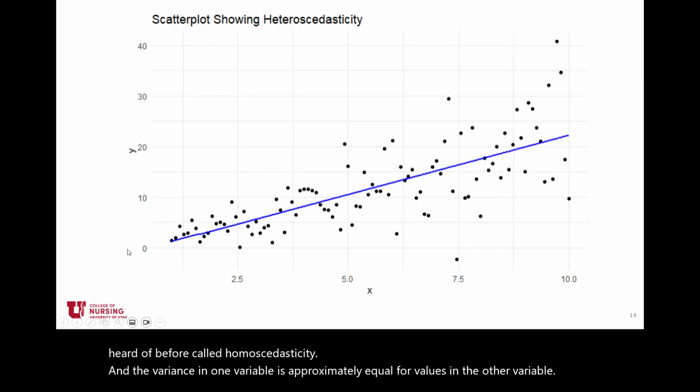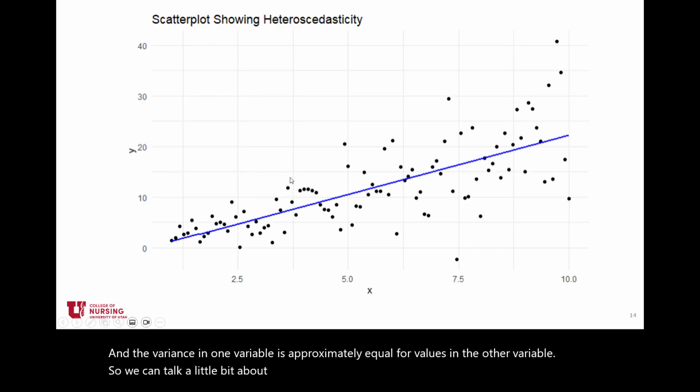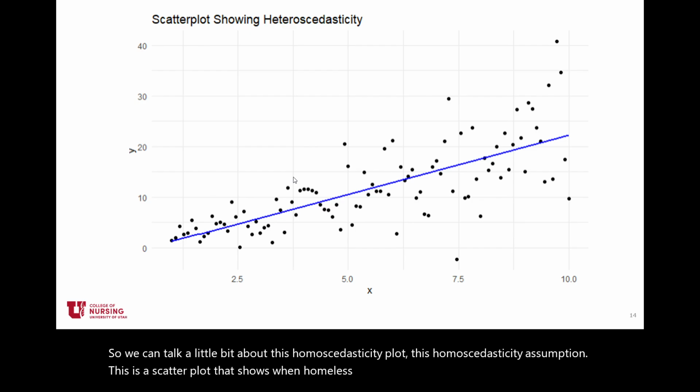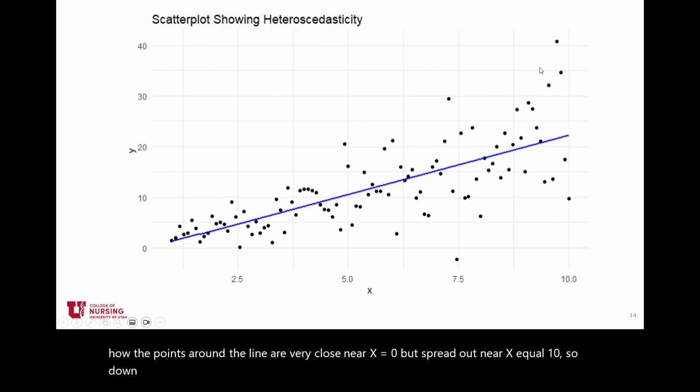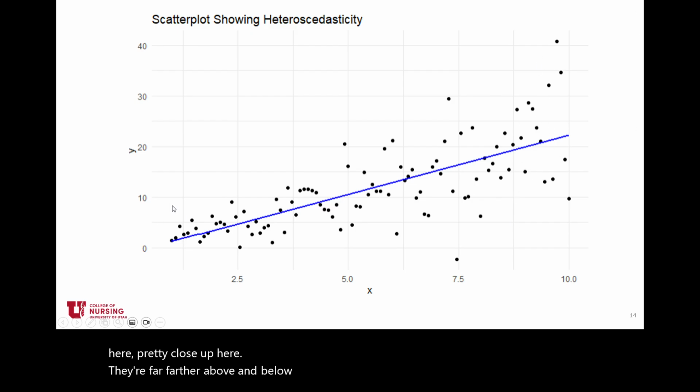So we can talk a little bit about this homoscedasticity assumption. This is a scatter plot that shows when the homoscedasticity assumption is violated. Notice how the points around the line are very close near x equals 0, but spread out near x equals 10. So down here, pretty close. Up here, they're farther above and below the line than they are down lower here.